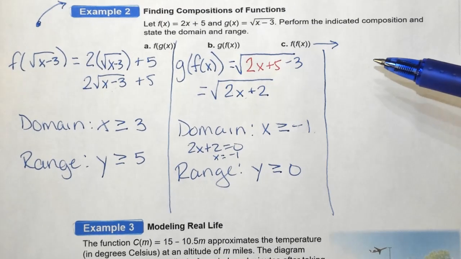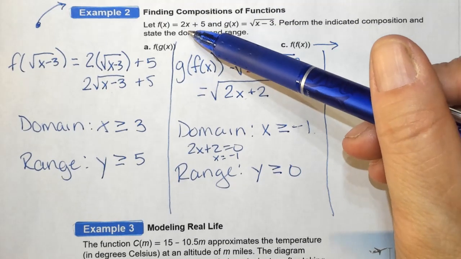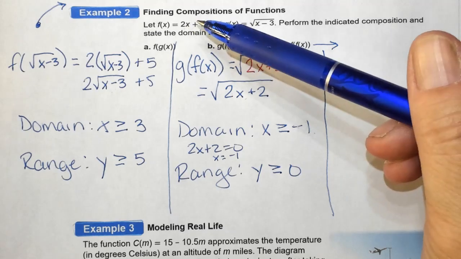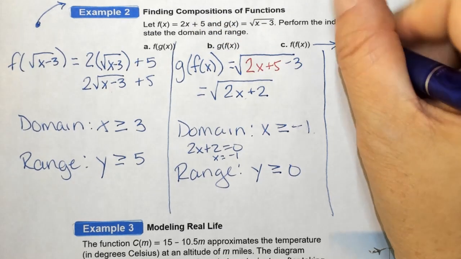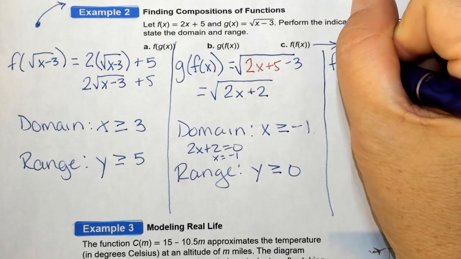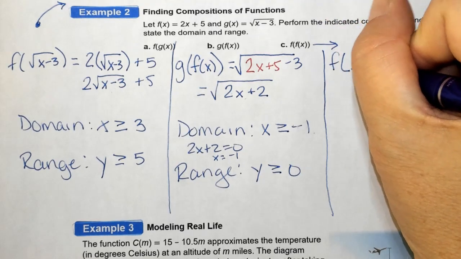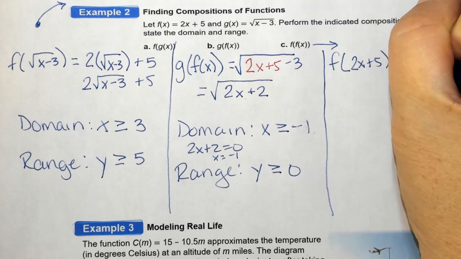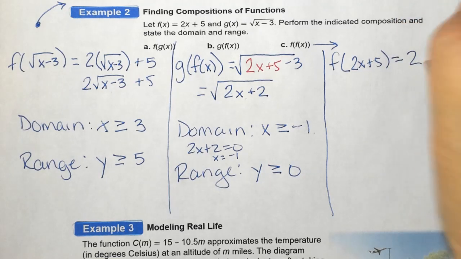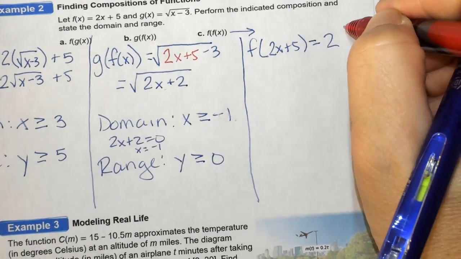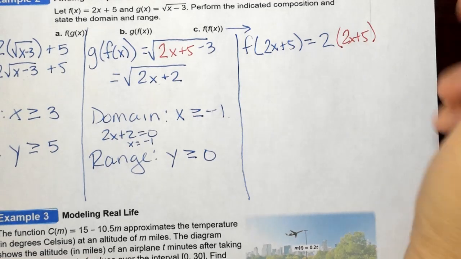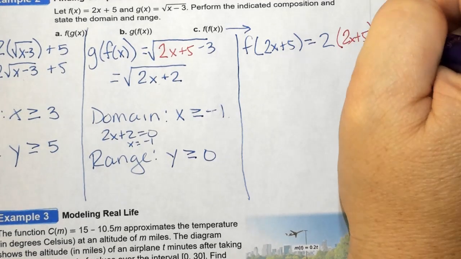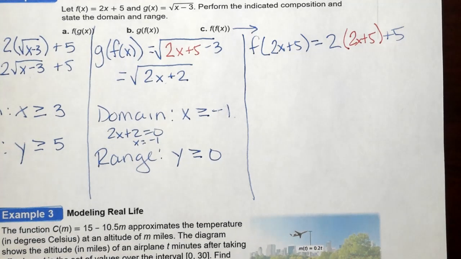Okay, last one, f of f of x. So we're basically taking f of x, but we're going to plug f of x into f of x. I know. Why? Because they said so. All right, so that means we're going to plug in 2x plus 5 into the x spot. So we got our 2, and then in the x spot is going to be 2x plus 5, and then we have plus 5. All right, sound fun? Right.